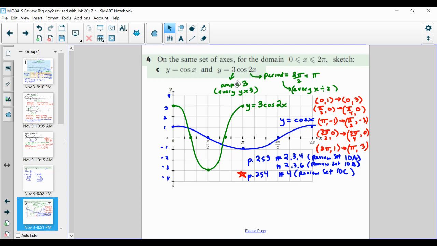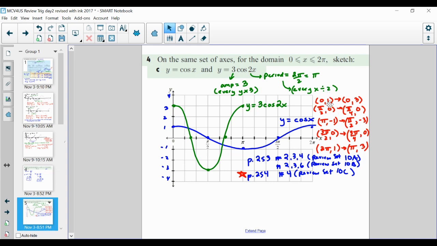Now, I know it has to have an amplitude of 3. So that means I'm going to take every y value and multiply it by 3. And the period is 2 pi over 2, or just pi. I need this whole thing to happen in just pi radians. So I'm going to take every x, and even though it looks like multiplying here, it's wacky brackets, so I'm going to divide every x by 2.